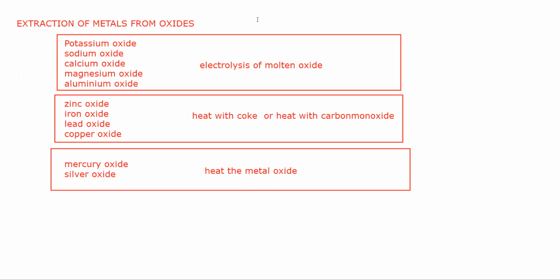For your course outline, you have to learn the detailed extraction of aluminium, zinc, and iron. These three you have to learn in detail. For lead, you don't have to learn the whole process, just the equations. So for aluminium oxide, zinc oxide, and iron oxide, you have to learn how you can separate the metal from their oxides. First we'll start with extraction of aluminium.